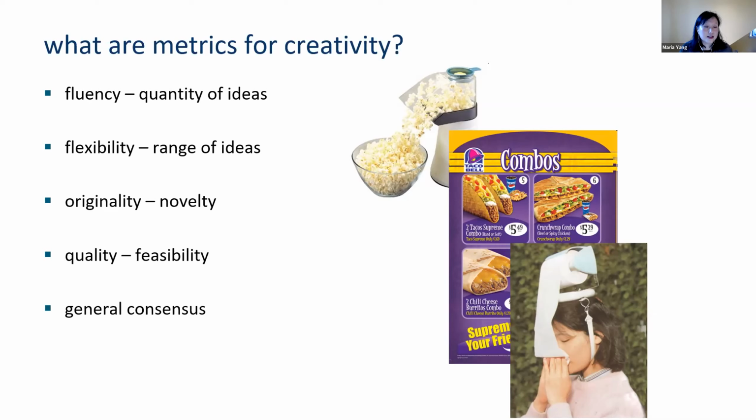And the last one is called general consensus. This was first brought up by Teresa Amabile, who's a Harvard professor in business, with a background in psychology. Her thinking is, if everybody thinks something's creative, probably it's creative. It's just, do a lot of people agree that it's creative? So this is how you might be able to judge them. Any questions on this?